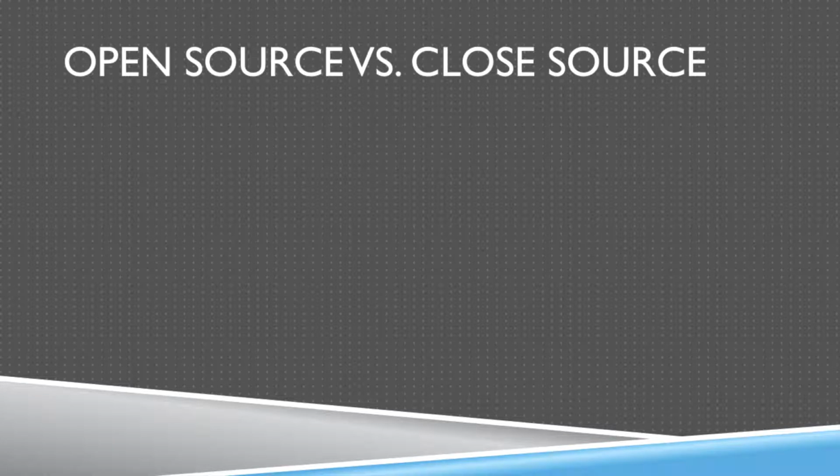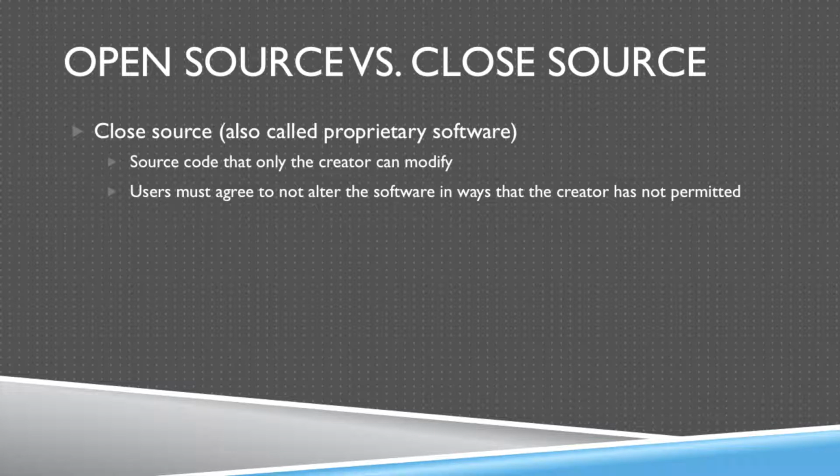So now that we know what free open source software is, let's look at closed source software to compare. Closed source, also known as proprietary software, has source code that only the creator can modify, and users must accept license terms stating that they cannot alter the software in ways that the creator has not permitted. And you most likely can't even get access to source code, only the executable, which is the binary code, and that would take tremendous skills to interpret what they're actually coding for.